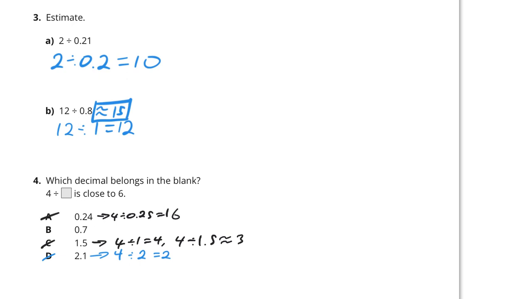That leaves us really only one option, right? 4 divided by 0.7 is going to give us somewhere close to 6. And this makes sense because if you think about 6 times 7 is going to be 42, 6 times 0.7 is going to be 4.2. So this is very close, and in fact, this is the correct answer.